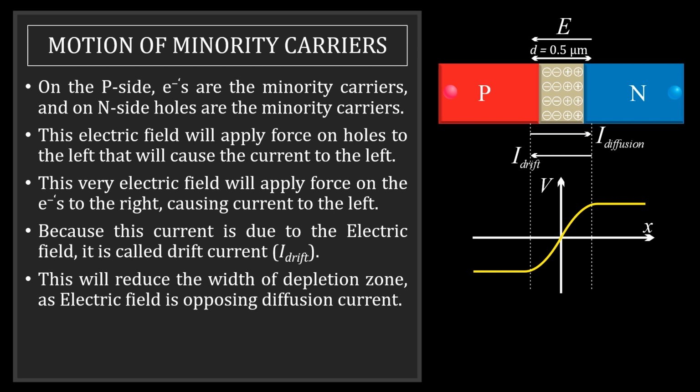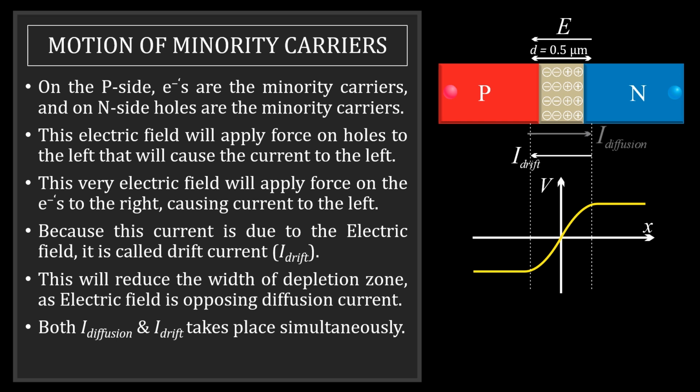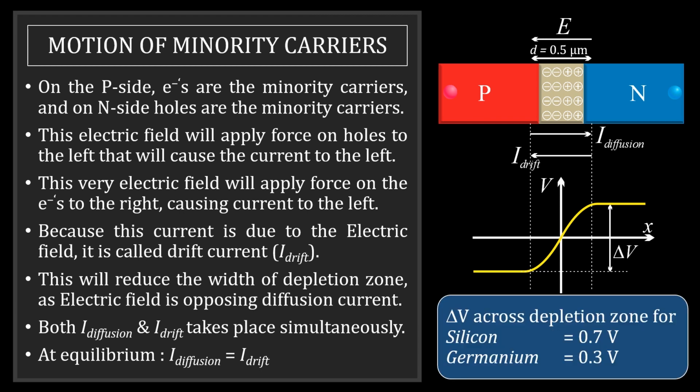The matter of fact is, both diffusion current and drift current take place simultaneously. Initially, only diffusion current is there, but because of diffusion current, the electric field develops in the left direction, and that causes drift current to flow. Slowly what happens, the diffusion current reduces and drift current increases, and at one moment both of them are equal. Now obviously, because there is an electric field to the left, there is a potential difference delta V. For silicon, this potential difference is 0.7 volt, and for germanium it is 0.3 volt.